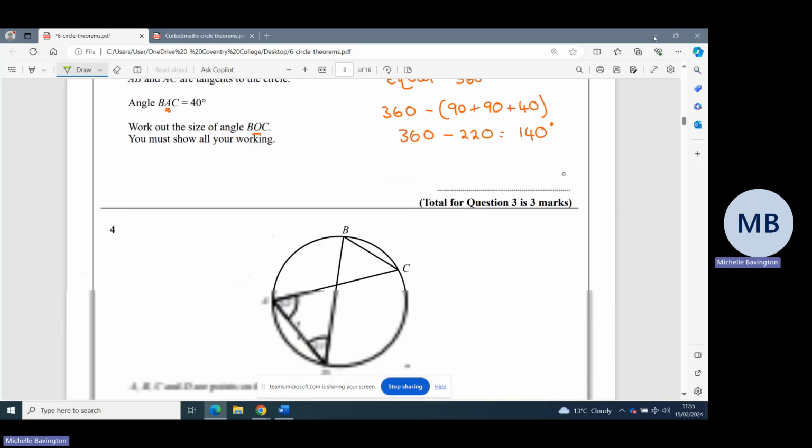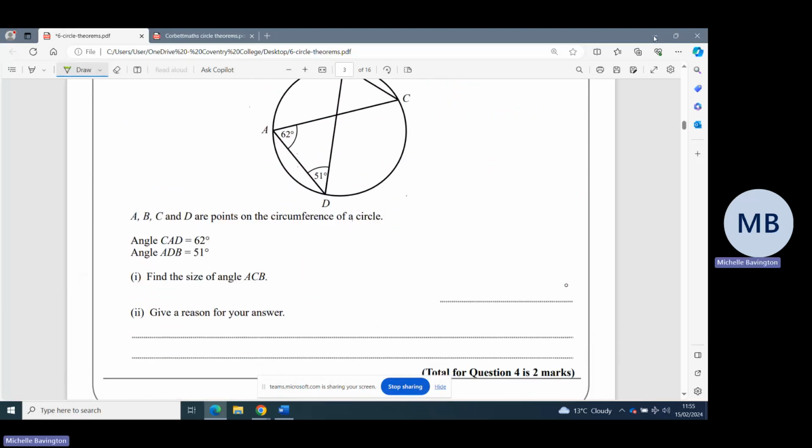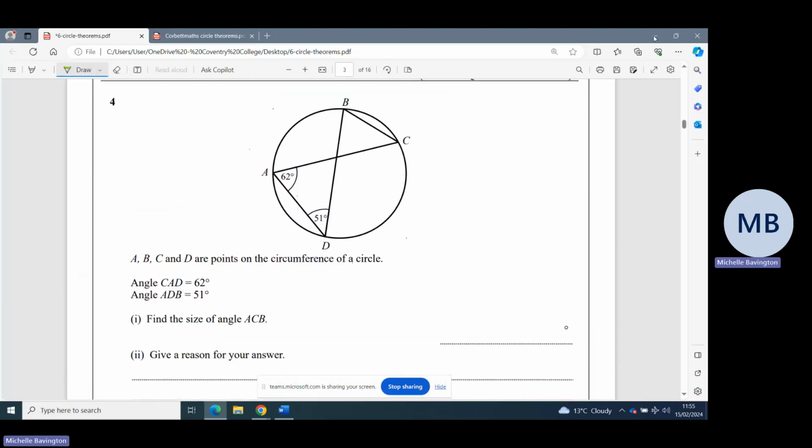Right, let's have a look. Okay, this is the arc one. Now, if you forget, look at your sheet of paper, okay?